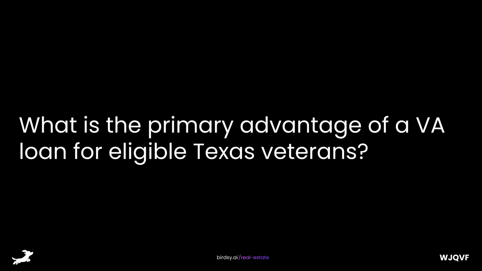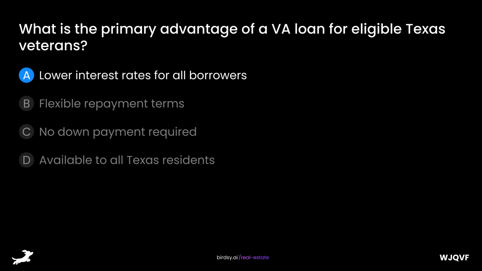What is the primary advantage of a VA loan for eligible Texas veterans? Is it A, lower interest rates for all borrowers, B, flexible repayment terms, C, no down payment required, or D, available to all Texas residents? The answer is C, no down payment required.